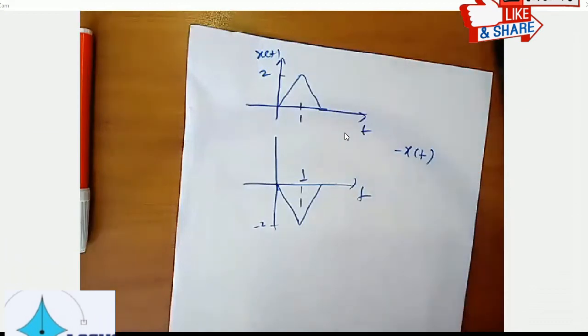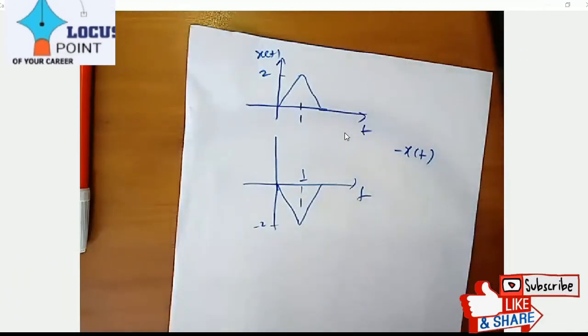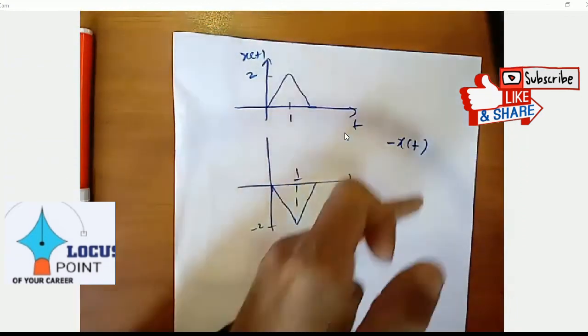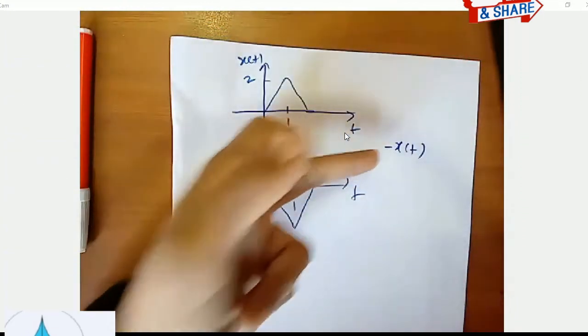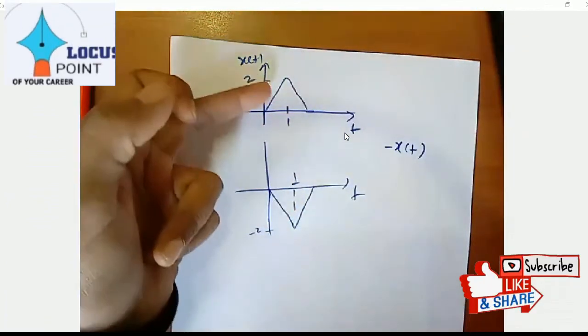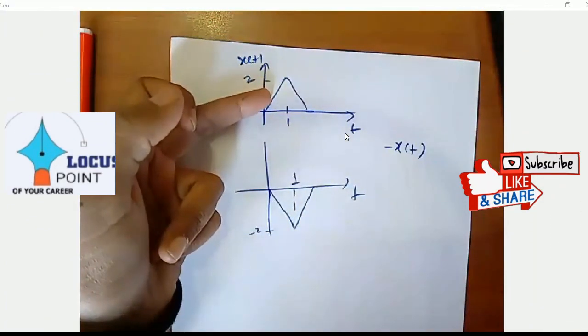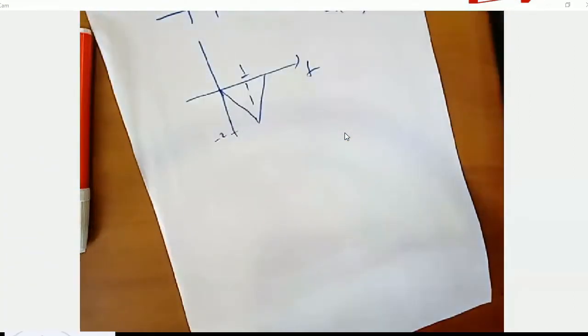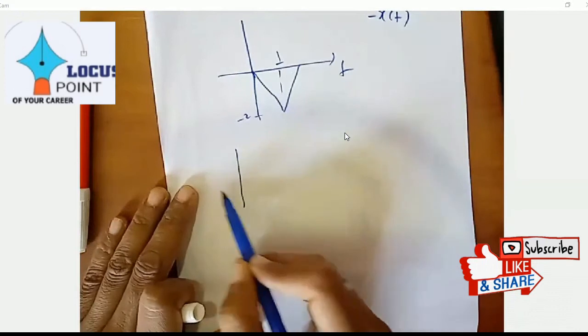Understood my point? Again, I am repeating: if you have difficulty drawing or explaining the mathematical expression of this, it is better to write the mathematical expression and then simply multiply by minus 1. Now let us come to this question.